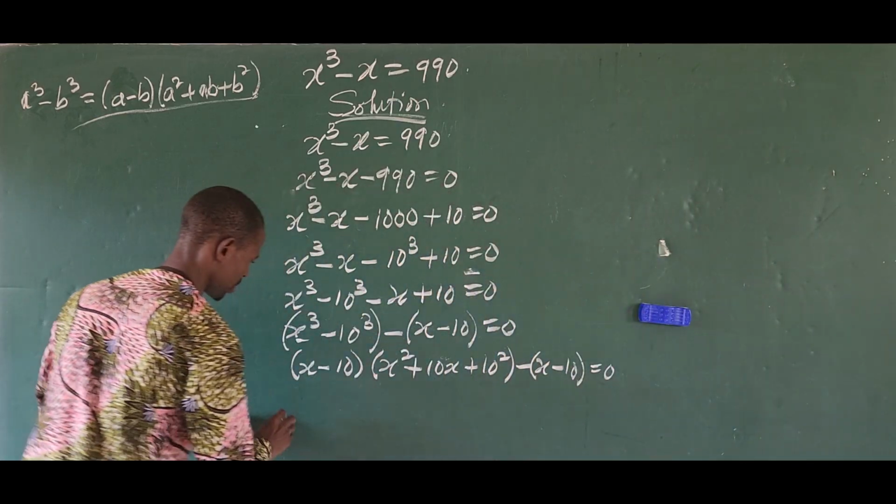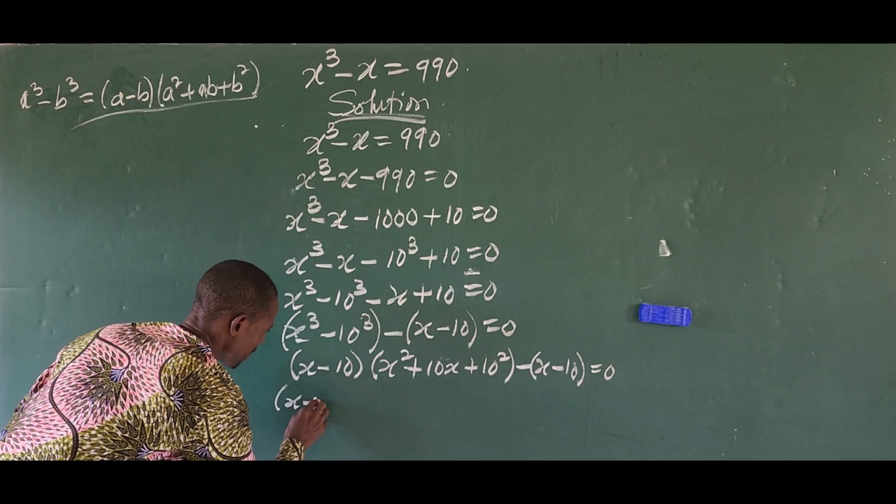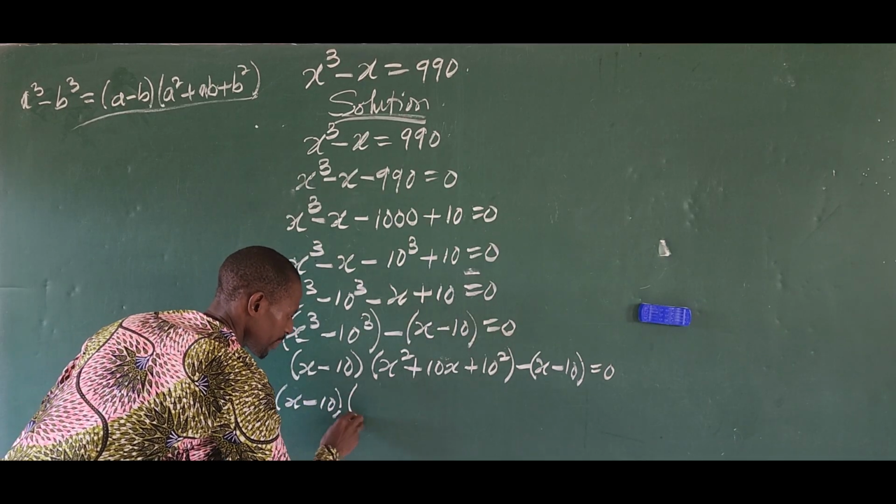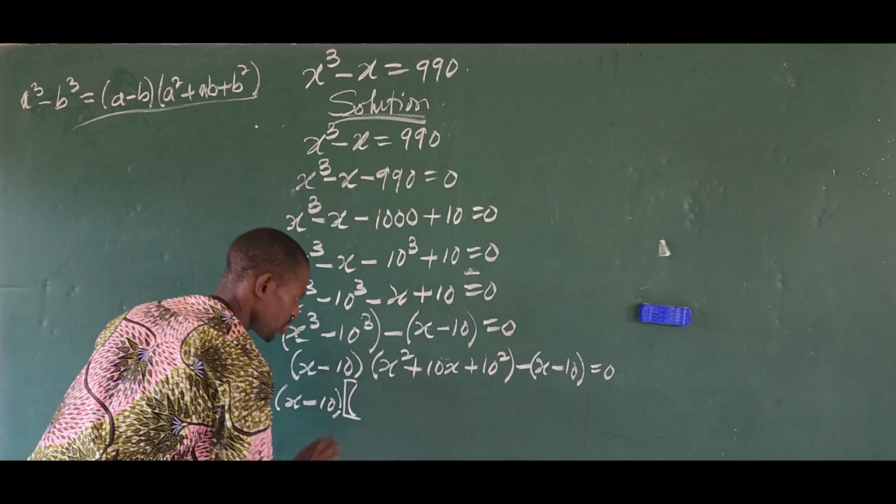So if we do that, this is going to give us bracket x minus 10 close bracket, then bracket. Let's put this in a square bracket.